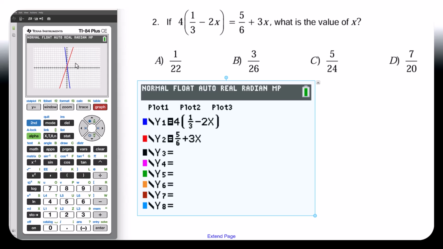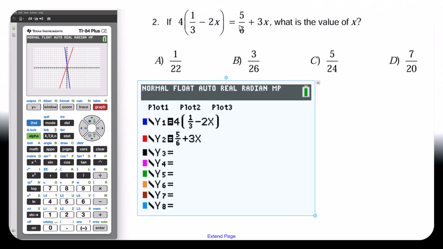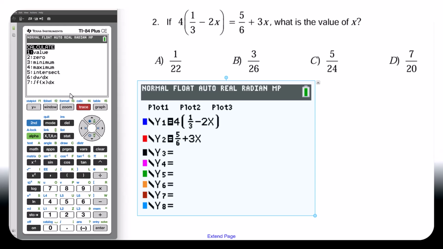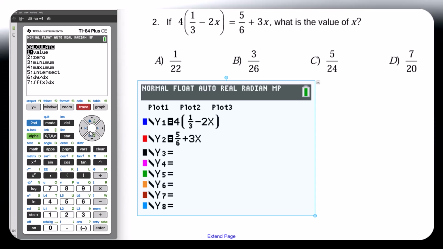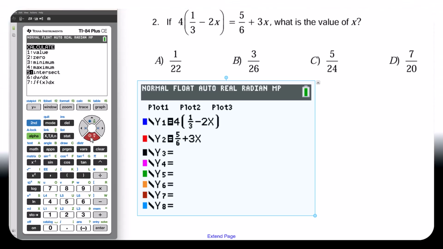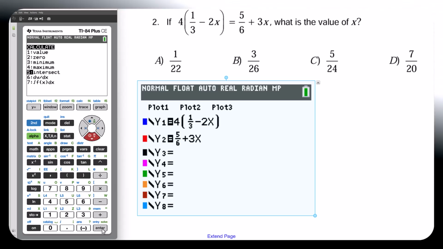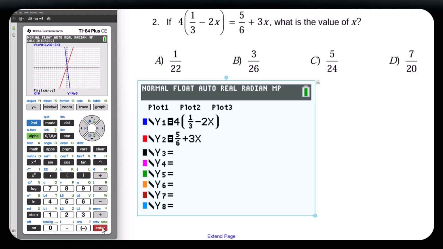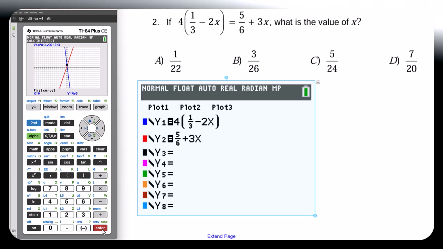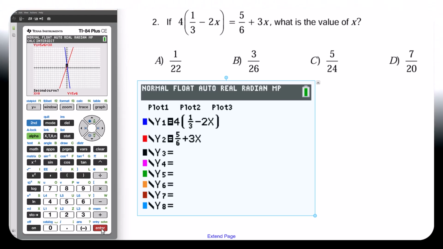And there's the point of intersection, and whatever the x-coordinate is of that is the one that both of these lines have in common. So to find that, I'll press second trace for the calculate menu. That's blue. And we want the intersection, which is number 5. So press 5 or arrow down to 5 and press enter. First curve is the blue one, so I'll press enter. Second curve is the red one, so I'll press enter.